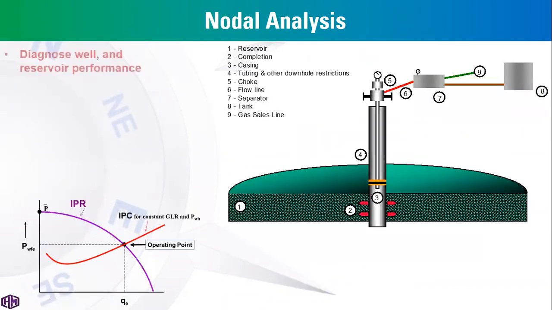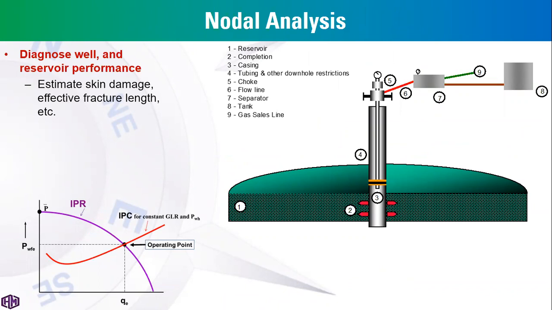So nodal analysis, as mentioned, is to consider all elements of the production system, as you can see, from the reservoir to the separator and storage tanks. So we have the inflow and the vertical lift or outflow performance. The intersection will be the operating point of the system at a specific separator pressure, a specific gas liquid ratio, and also wellhead pressure.